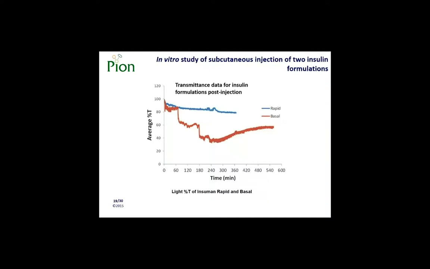The transmittance during the insulin basal experiment drops in stages as the suspended particles slowly sink and block more detectors. After approximately 240 minutes, or 4 hours, the transmittance starts to recover as insulin begins to dissolve.